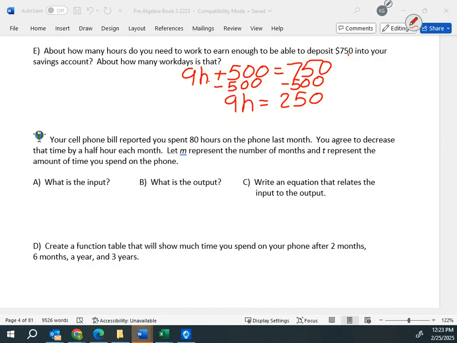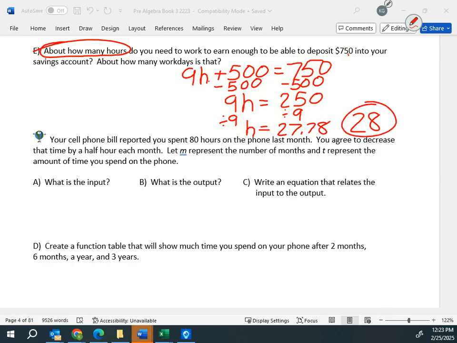What do I do next? Claire? Divide by 9. Divide by both sides, because I want to get H by itself. What is 250 divided by 9? Harper. 27.7H. Now our question says, about how many hours? So I'm going to round that to my nearest hour. Luke? 28 hours to earn $750.